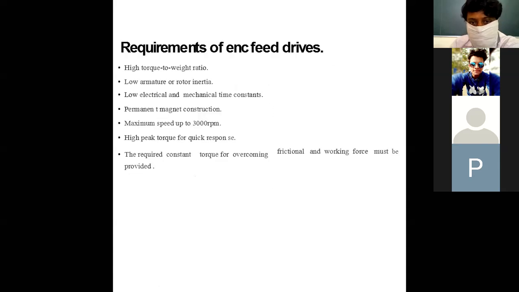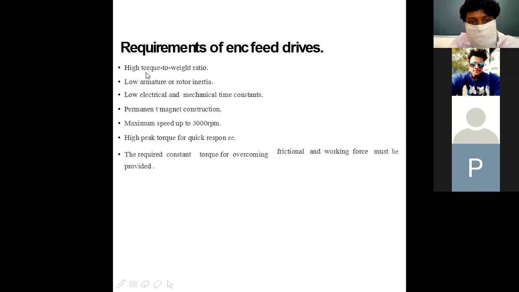Now there are some requirements of this CNC feed drive. On the slide it says ENC, but it should be CNC, a typing mistake. Sorry for that. What are the basic requirements of a CNC feed drive? How do we select a feed drive?